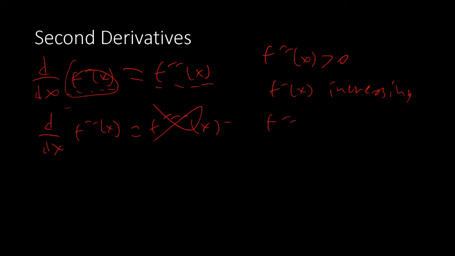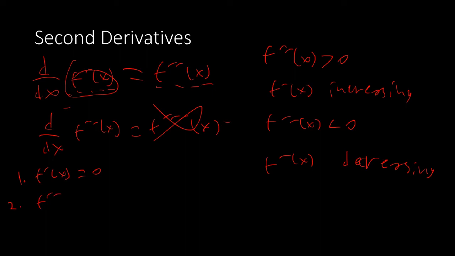And this means that if f double prime of x is less than 0, f prime of x is decreasing. And so that leads to what we talked about on the last slide, where we can figure out the relative minimums and maximums depending on f double prime of x. So let's go over the steps one more time. First, we find where f prime of x equals 0. Then if f double prime of x is greater than 0, we have a minimum. And if f double prime of x is less than 0, we have a max. Okay, let's go solve some problems.